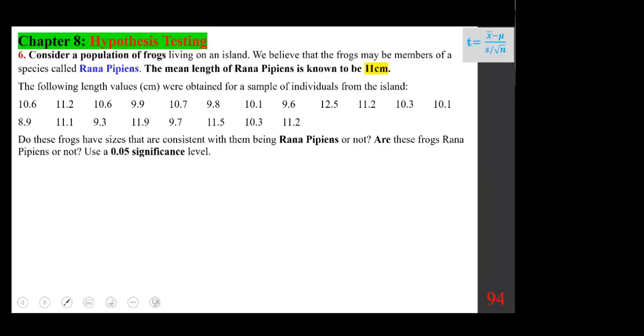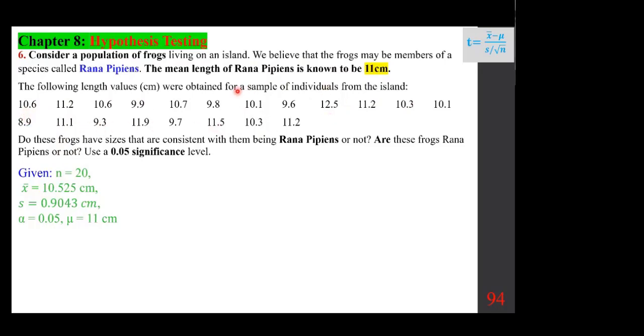What's happening is, the assumption is, according to biologists, if the test of hypothesis results in 11, that means they are Rana pipiens, otherwise they are not. So we run a test. And the very first thing we need to do is to come up with some information here. So what do we need to come up with? What is the size? What is n? What is x bar? So you have to calculate the x bar.